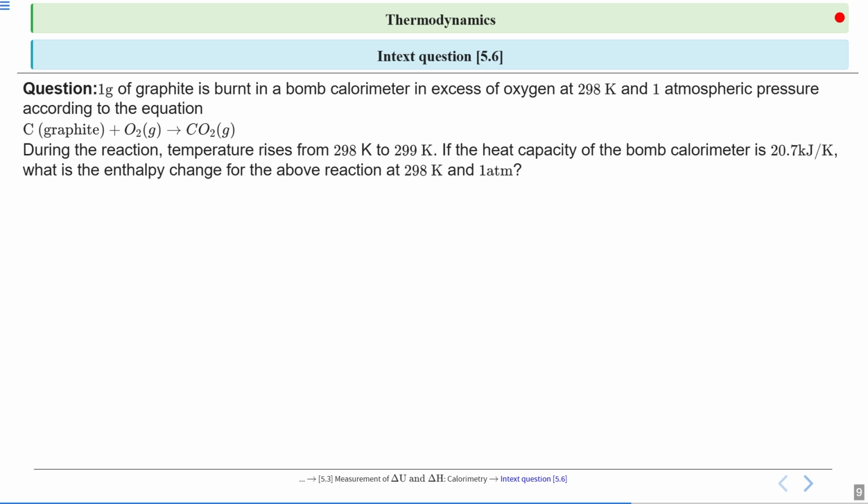You already have the idea of the bomb calorimeter, and you are also given the heat capacity and temperature change. So I hope you can calculate the delta U from here. And the main question is how you will calculate the delta H. So that is your interesting part. For that, you have to know a very known equation that we have discussed, the relation between delta H and delta U. So I'm leaving it up to you. I'm giving you time to solve it. Your time starts now.